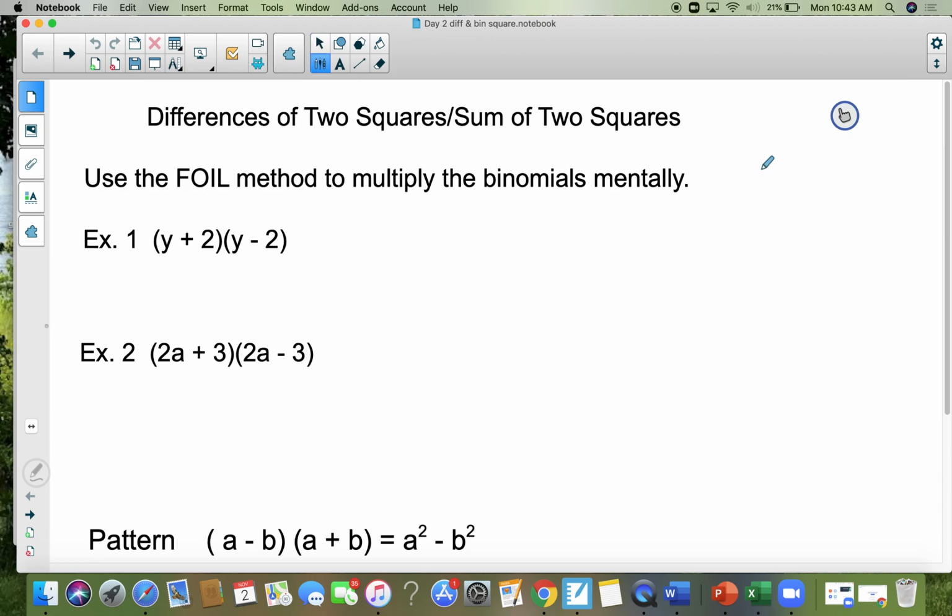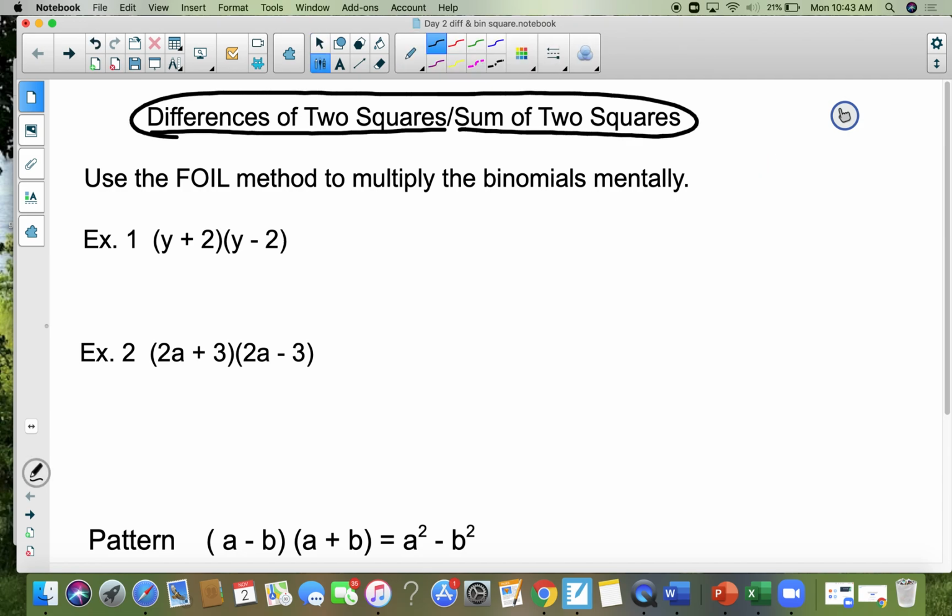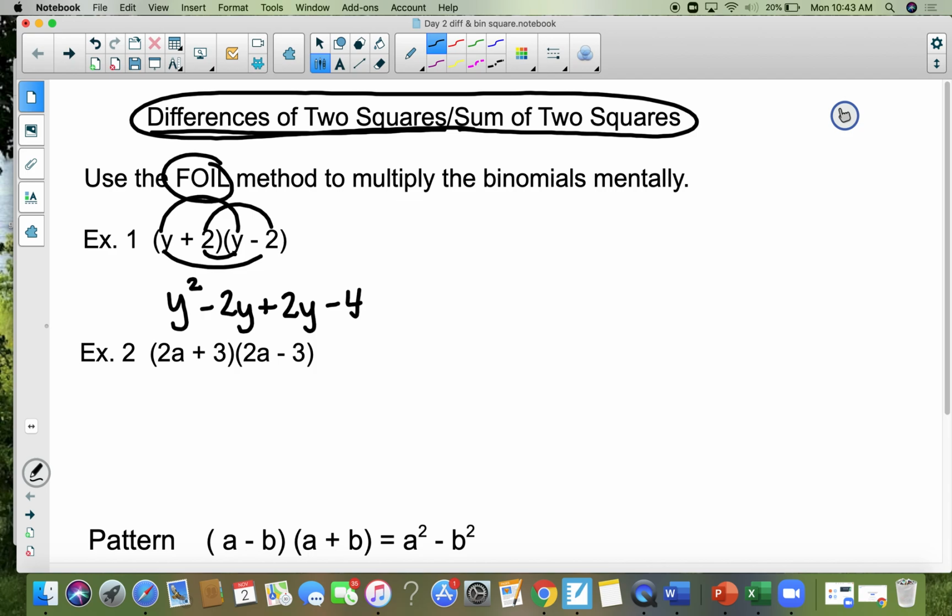It's called a difference and sum of 2 squares. See the title of it? Okay, so I'm going to show you what you did back in Algebra 1. You did the FOIL method. y times y is y squared. Then you did the outside term, which is a negative 2y. Then you did the inside term, which is a positive 2y. And then you did the last two terms, which is a negative 4. It's called the FOIL method.